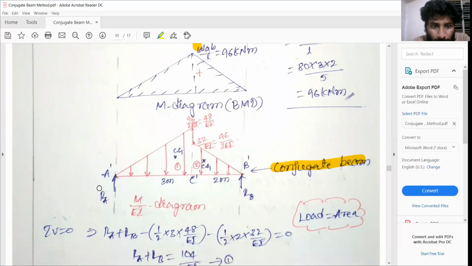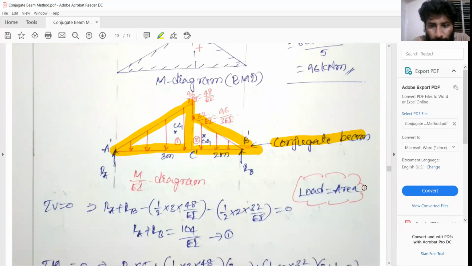Now you can see this is the conjugate beam with the loading, and I have divided this whole loading into two parts. This is one part and this is the other part. The center of gravity is also mentioned, area 1, area 2. Area is equal to load here. You have to remember that one. Whatever the area is, that is equal to the load. So the load will always act at the center of gravity.